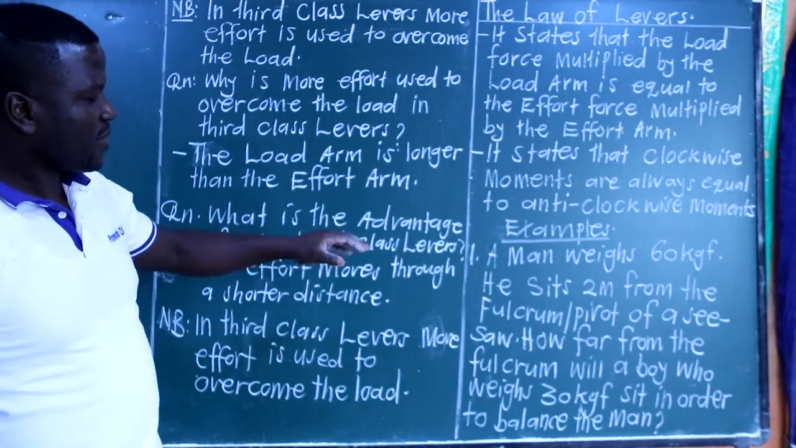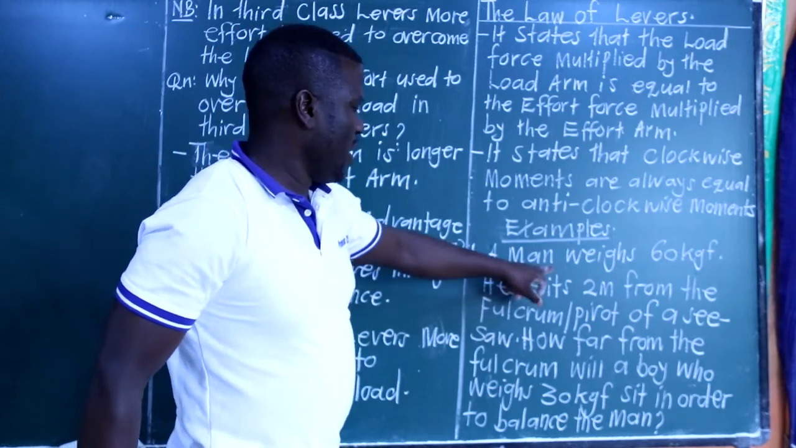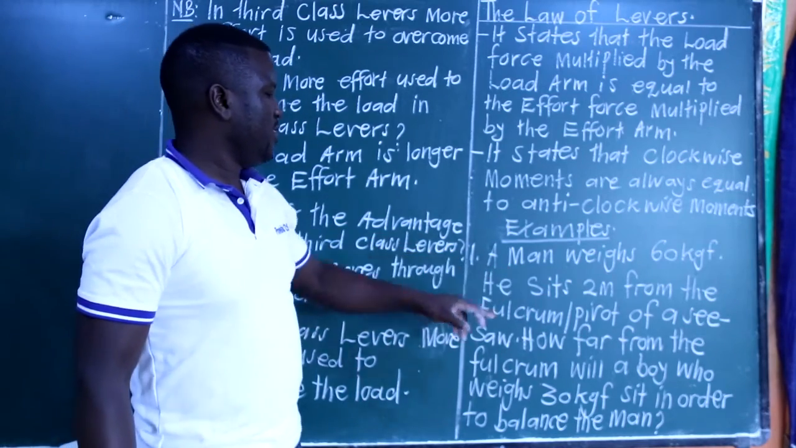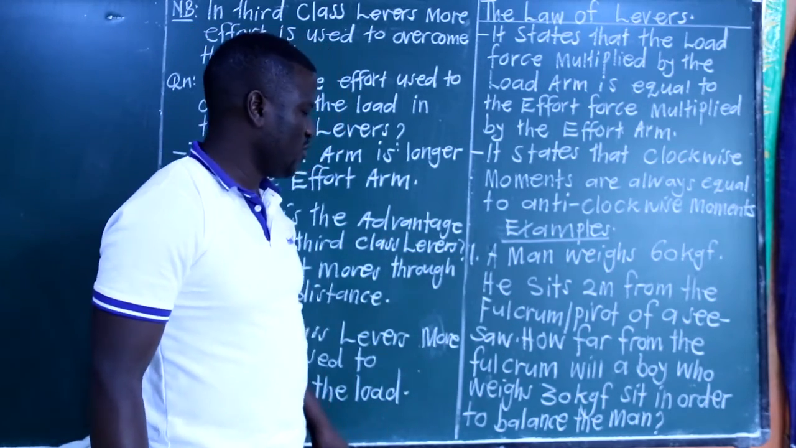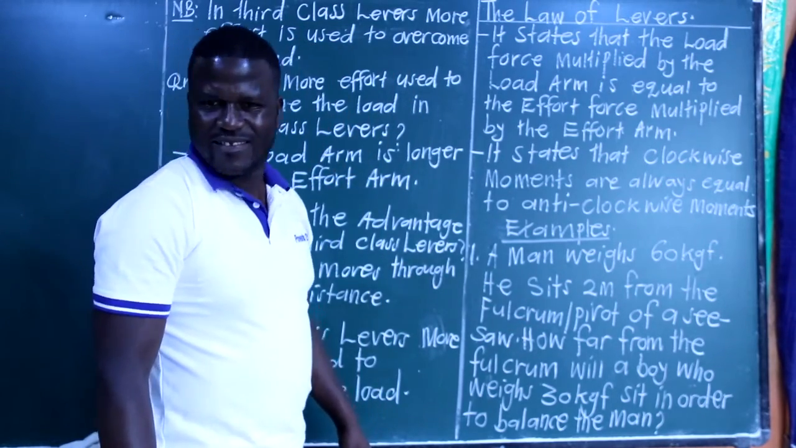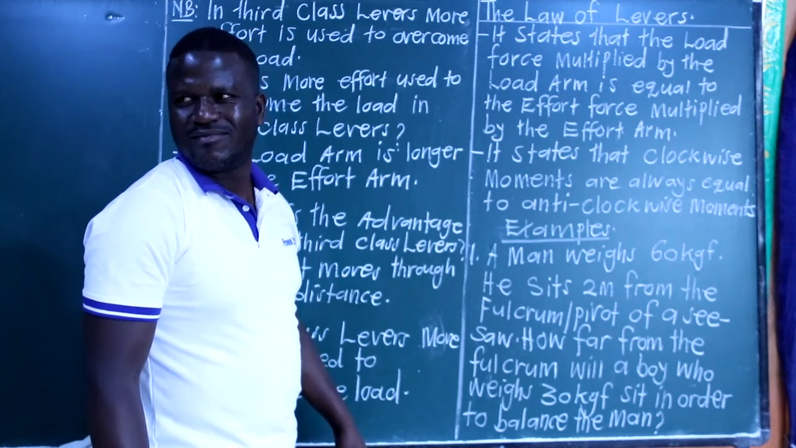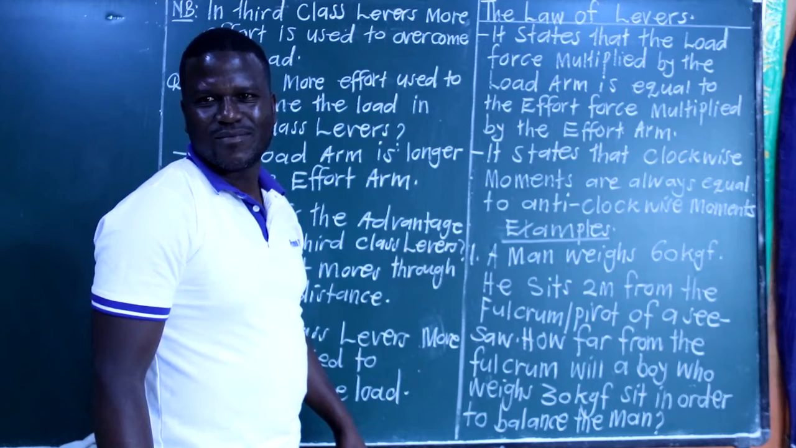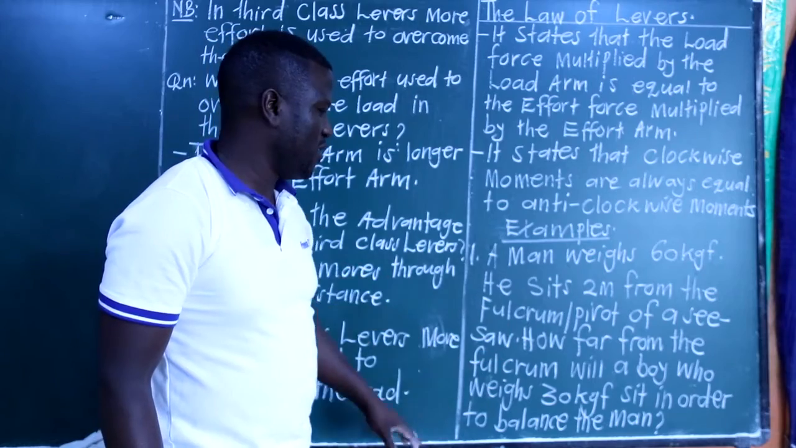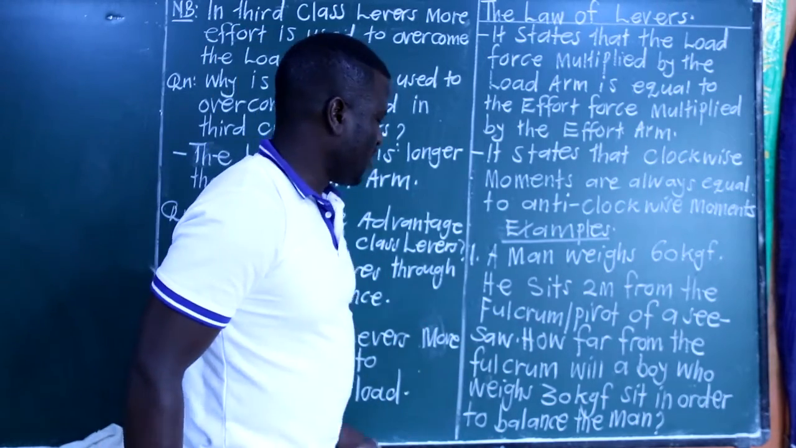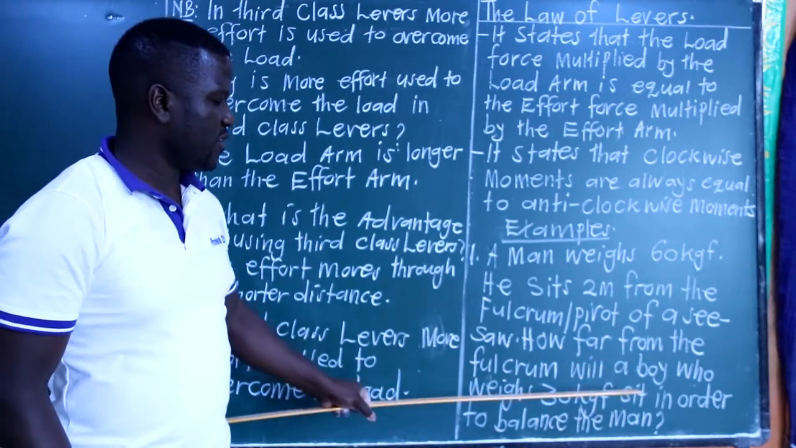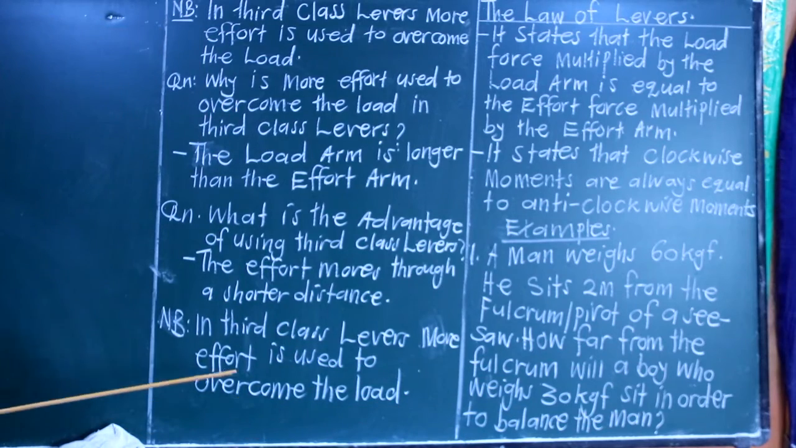A man weighs 60 kilogram force, full stop. He sits 2 meters from the fulcrum or pivot of a seesaw. How far from the fulcrum will a boy who weighs 30 kilogram force sit in order to balance the man?